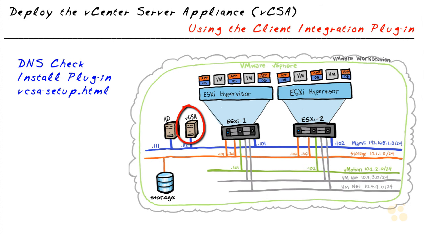We installed the plugin on our local Windows computer that we are going to use to deploy the vCenter server. Then we clicked on vcsa-setup.html and we answered the questions to deploy a vCenter server appliance as a virtual machine on an ESXi host.